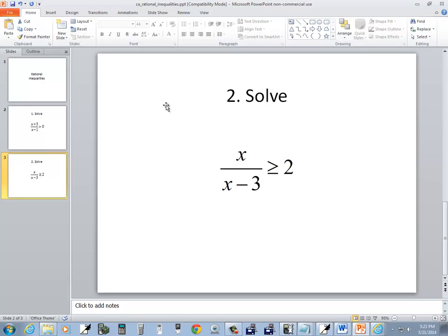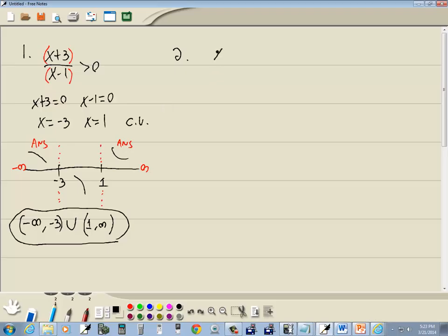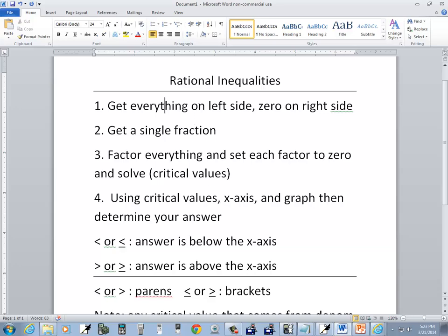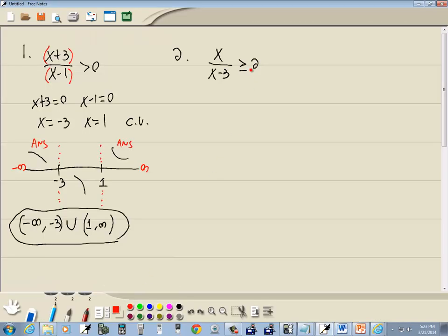Let's take a look at another one of those. We've got x over x minus 3 is greater than or equal to 2. Okay, first step, get everything on the left side, 0 on the right side. So I'm going to take this 2, and I'm going to move it over. And we get x over x minus 3 minus 2 is greater than or equal to 0.